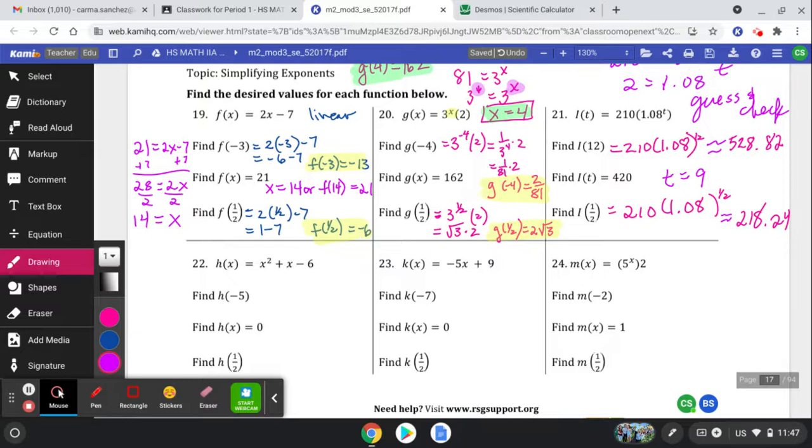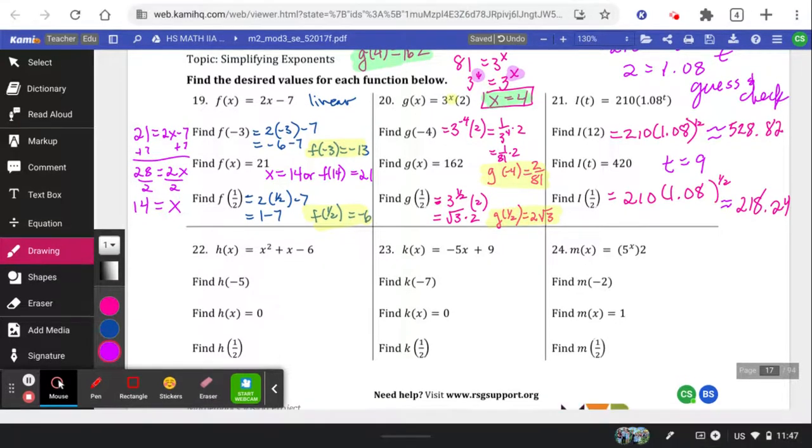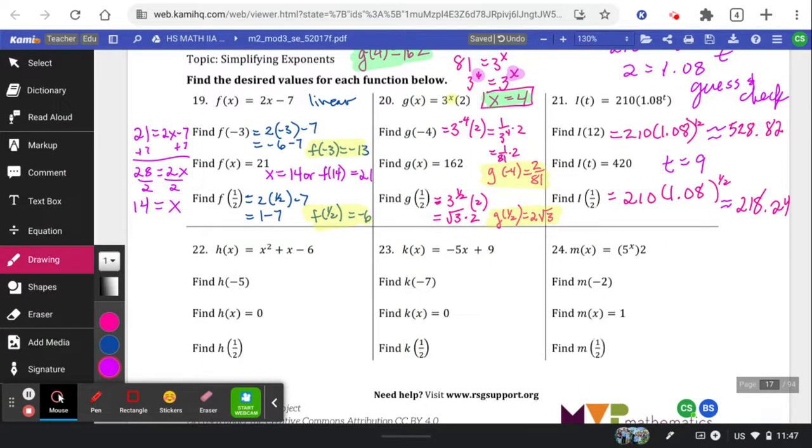All right, down here at this quadratic, how do I know that this is a quadratic? Because it's got an x squared. So we say negative 5 squared plus negative 5 minus 6. That gives me 25 minus 5 minus 6.